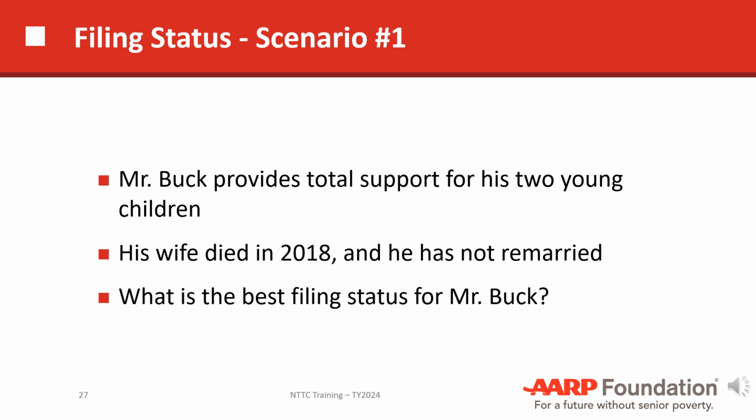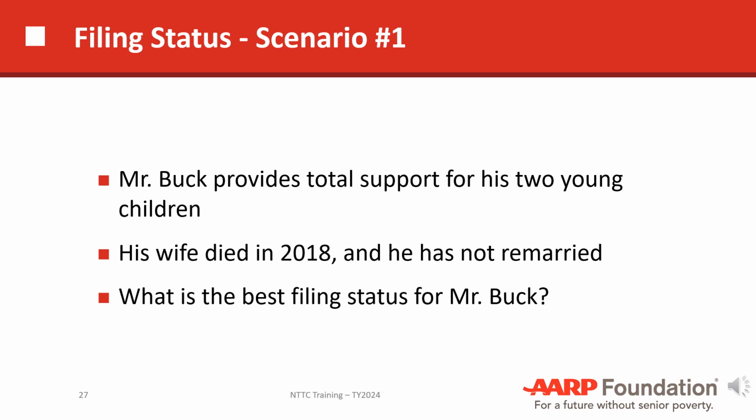Let's look at a couple of scenarios and actually go through the process of determining filing status using the resource tool, the qualifying relative resource tool that you all have. So here's the first scenario. Mr. Buck provides total support for his 2 young children. His wife died in 2018 and he has not remarried. What is the best filing status for Mr. Buck?